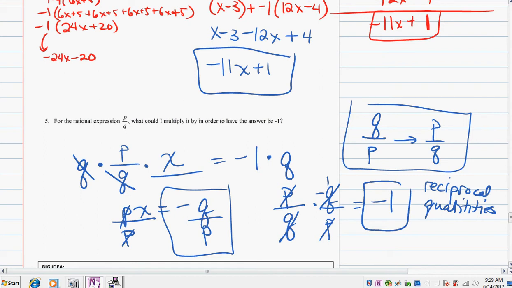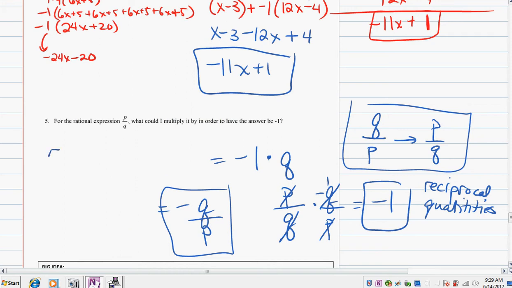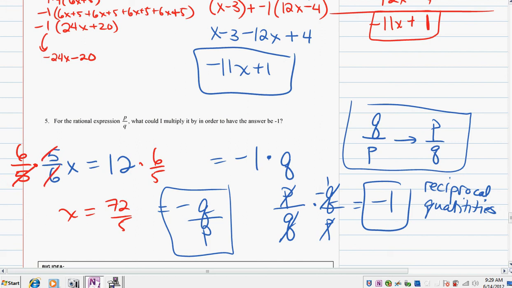So, and this comes in handy in situations like if you have 5/6 x equaling 12 and you want to know, well, what is x? You can multiply, because you want to get this number to be 1 to get 1x. Well, I can multiply by the reciprocal. And so this is 72 fifths is equal to x because these cross each other out.